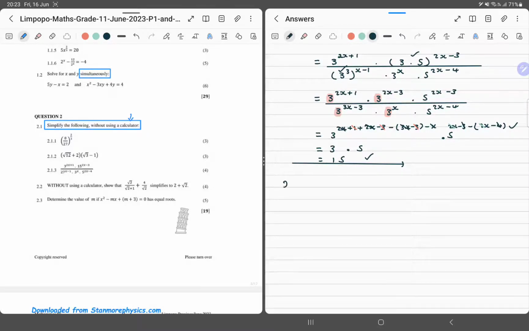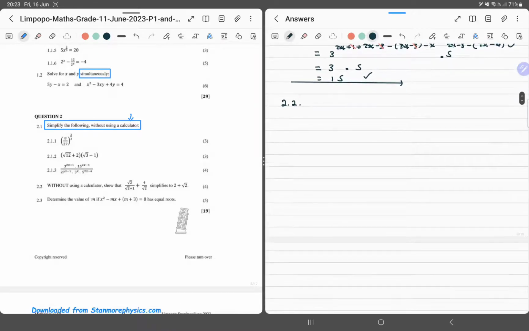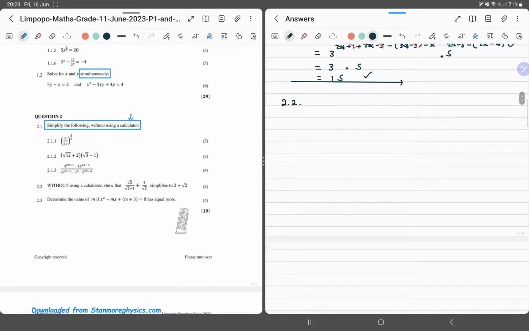So let's do 2.2. Okay, so now for 2.2, we are told here, without using a calculator, show that root 2 over root 2 plus 1 plus 4 over root 2 simplifies to this value right there, which is 2 plus root 2. Okay, so we are given root 2 over root 2 plus 1, and then plus 4 over root 2.